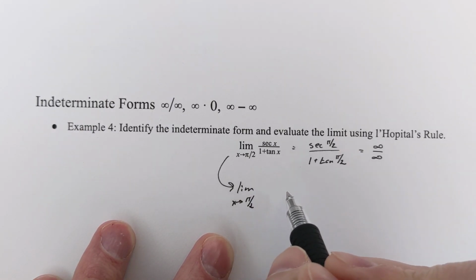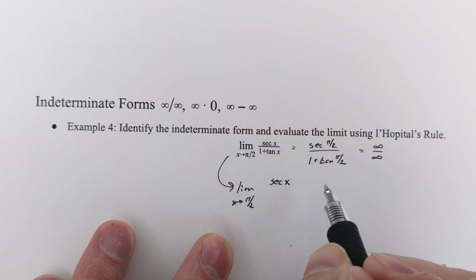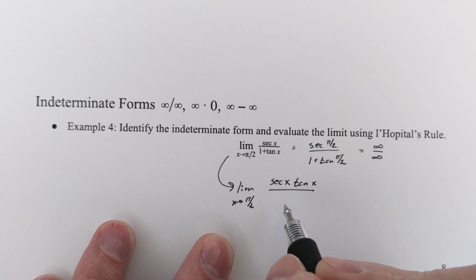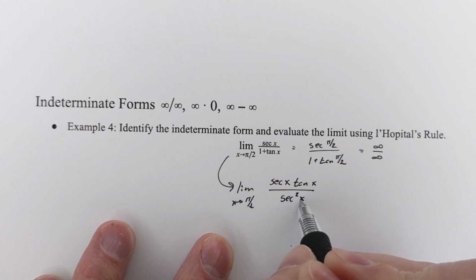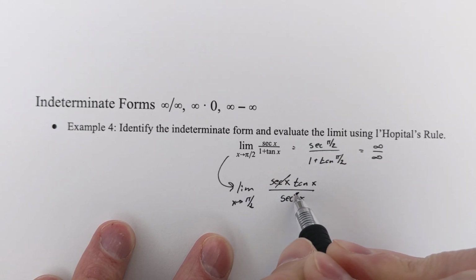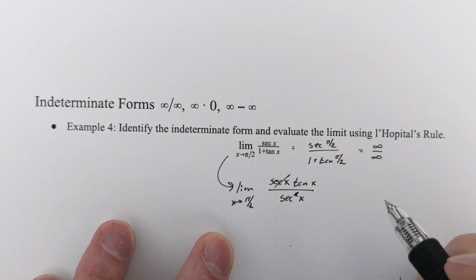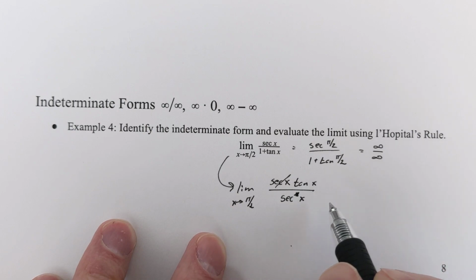Is going to be secant x tangent x. Derivative of 1 plus tangent is just the secant squared because the 1 goes away. So this cancels with that. So I have tangent over secant, which is the same thing.